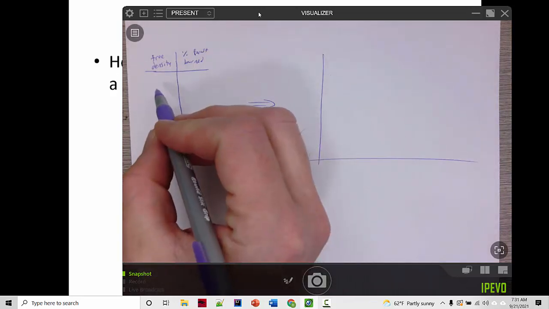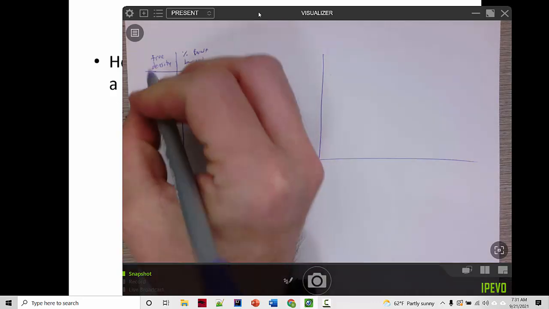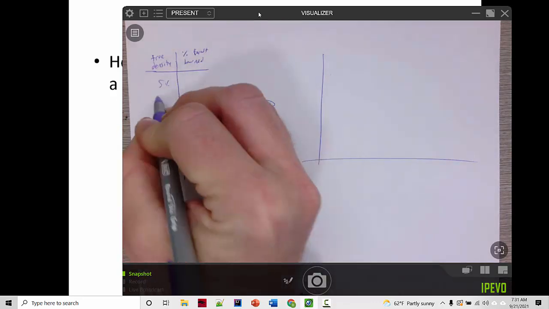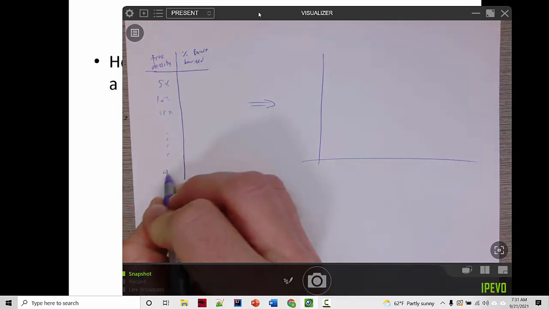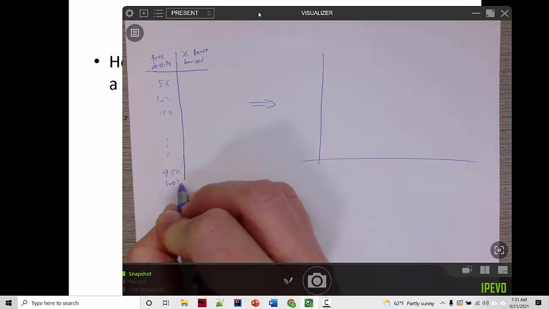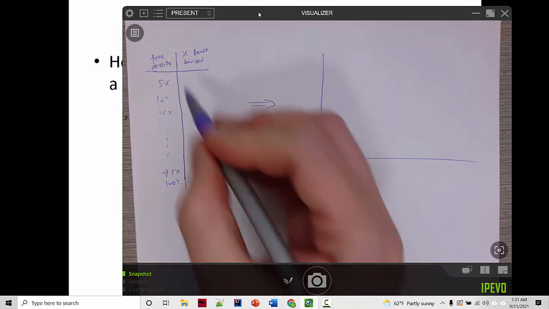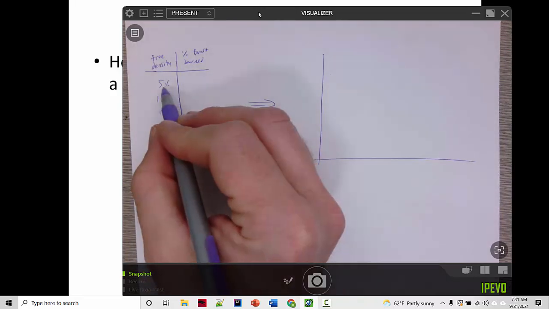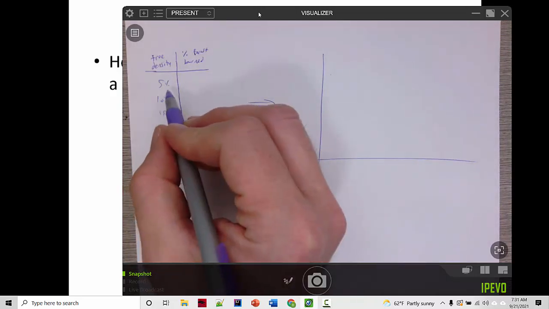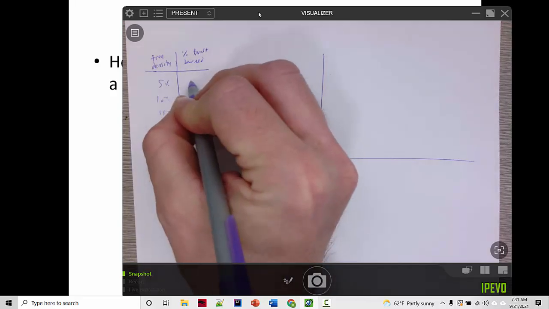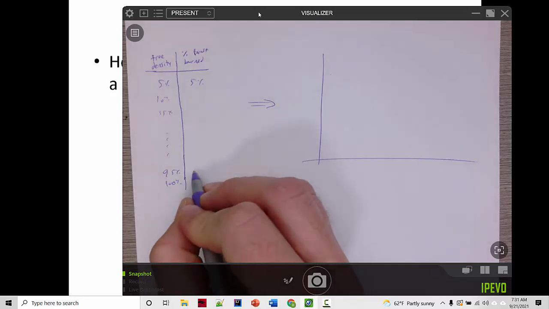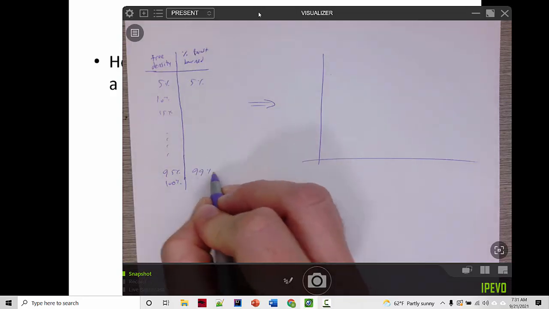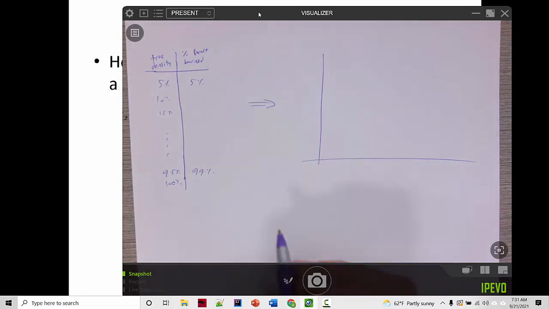So your code is going to output just a data table where we'll have like 5% tree density, 10% tree density, 15% tree density, all the way up to 100% tree density, and then percent of the forest burned. So if we have very few trees, we would expect a very low percentage of the forest to burn. If we have a whole lot of trees, we would expect a lot of the forest to burn. But what does that relationship look like?